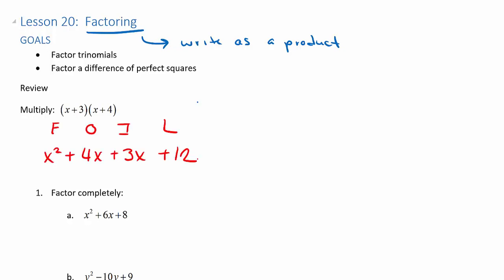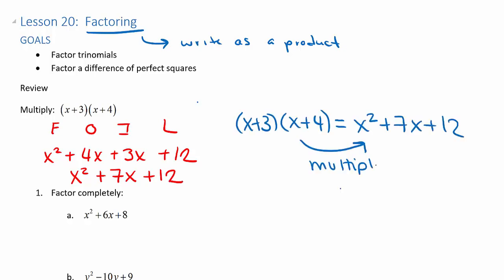We've learned in the past that we can use the FOIL acronym to help us remember to distribute. We multiply the first, the outer, the inner, and the last terms. And then we usually have to combine like terms, and so in this case, the 4x and the 3x give us 7x. So we just multiplied those two binomials, and we ended up with a trinomial. In this section, we're going to be working backwards. When we factor, we're going to start with the trinomial, and we're going to try to find the two binomials.